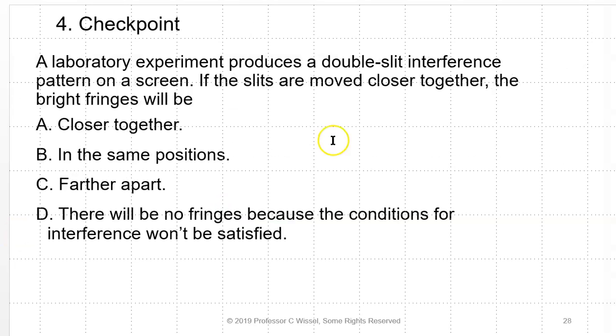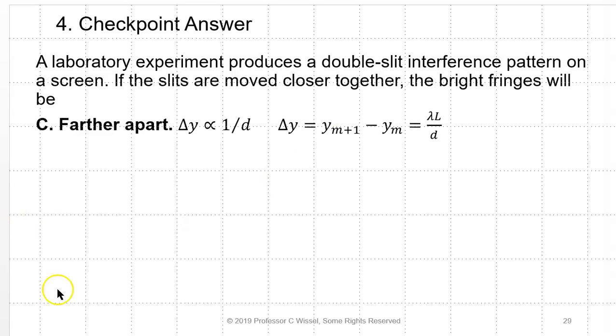A laboratory experiment produces a double slit interference pattern on a screen. If the slits are moved closer together, what will happen to the fringes? They will move further apart because delta y is proportional to 1 over D.